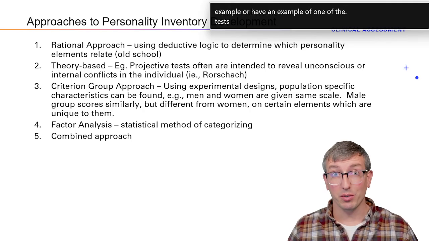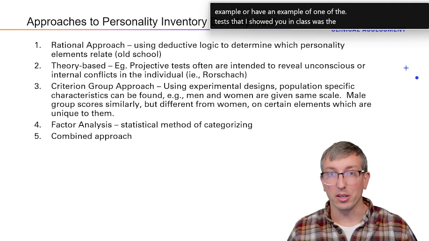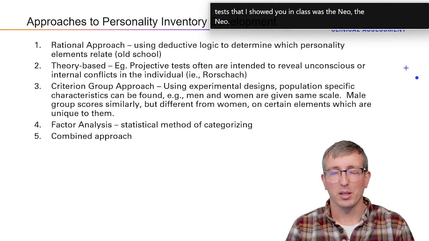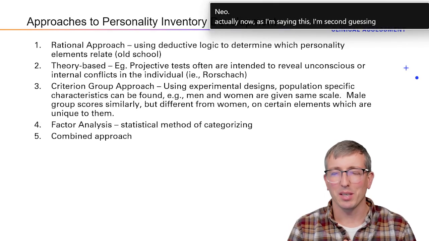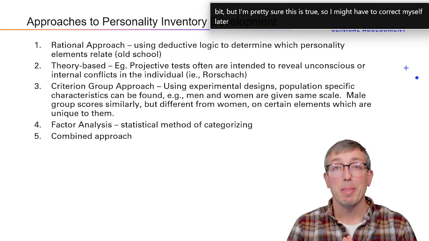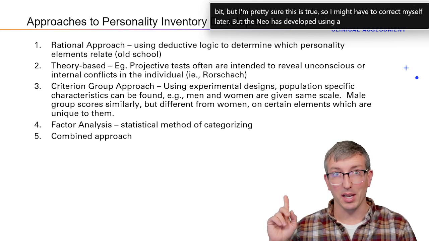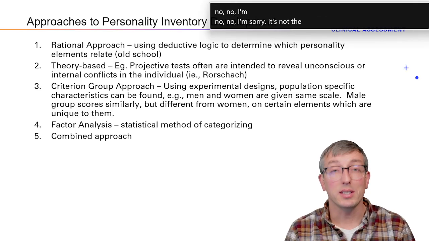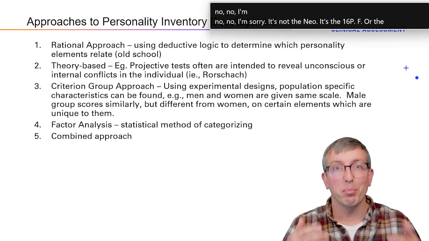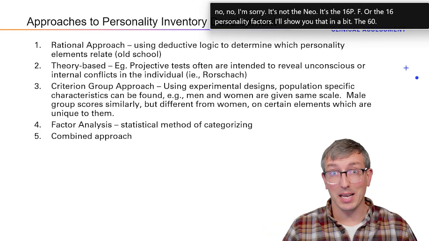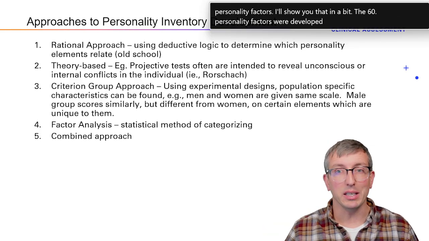One of the tests that I showed you in class was the NEO. The NEO, actually now as I'm saying this, I'm second guessing myself a little bit, but I'm pretty sure this is true, so I might have to correct myself later. But the NEO was developed using a factor analysis. So, no, I'm sorry. It's not the NEO. It's the 16 PF, or the 16 personality factors. I'll show you that in a bit. The 16 personality factors were developed by using a factor analysis.